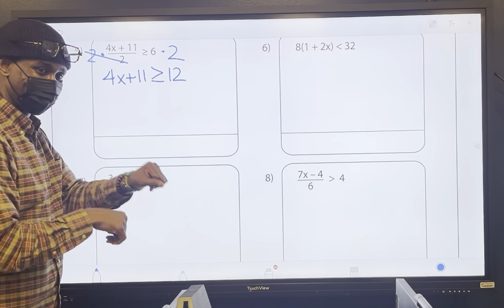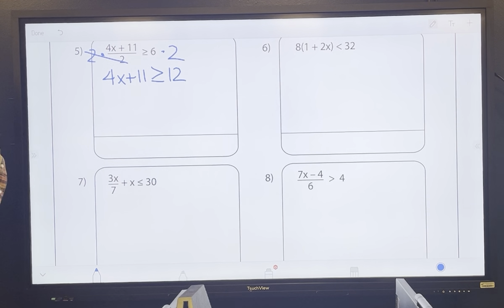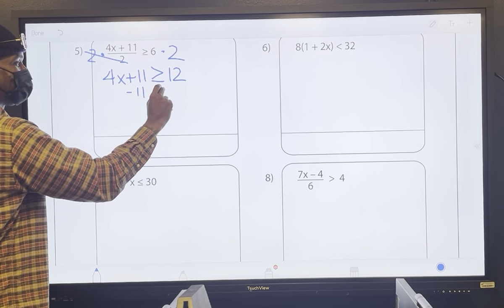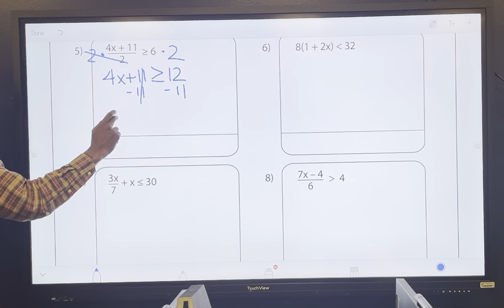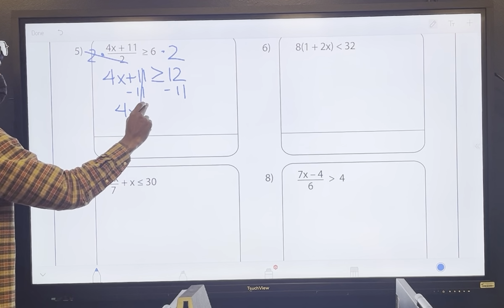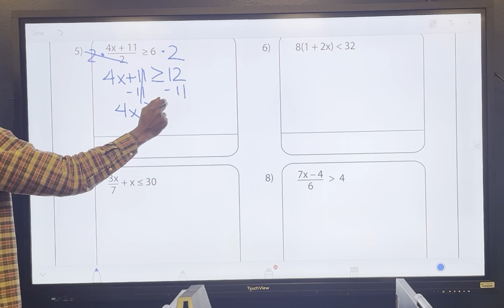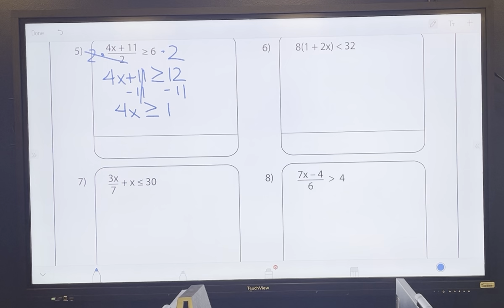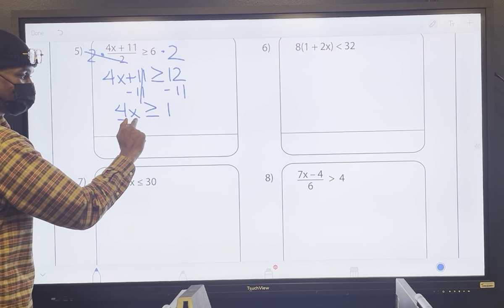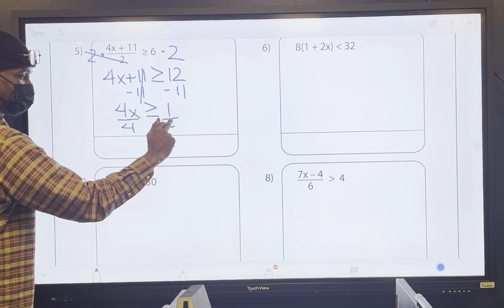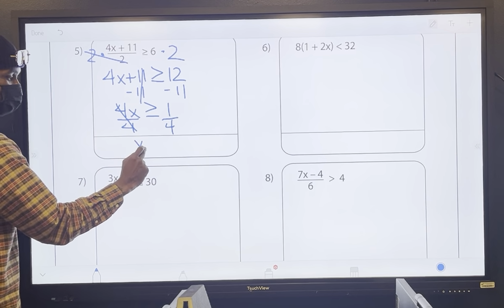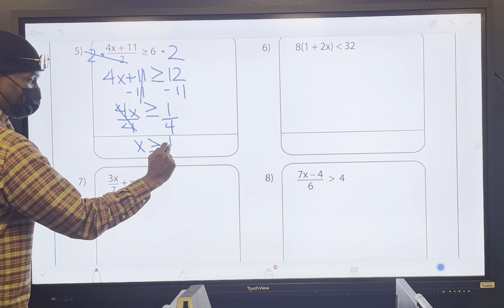Want to take a shot? Help her out. Subtract 11 from both sides. So these cancel, leaving you with 4x greater than or equal to 1. Round the third, heading home. We know we're supposed to do what on both sides? It's easy money from this point. So your x is greater than or equal to 1/4.